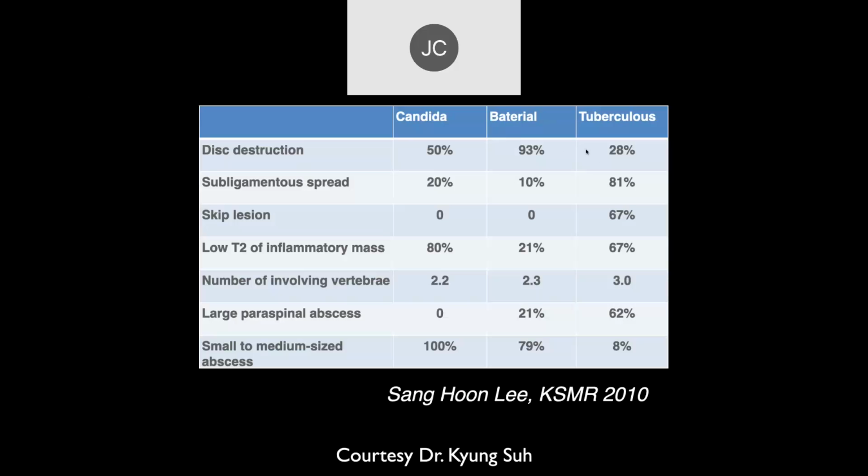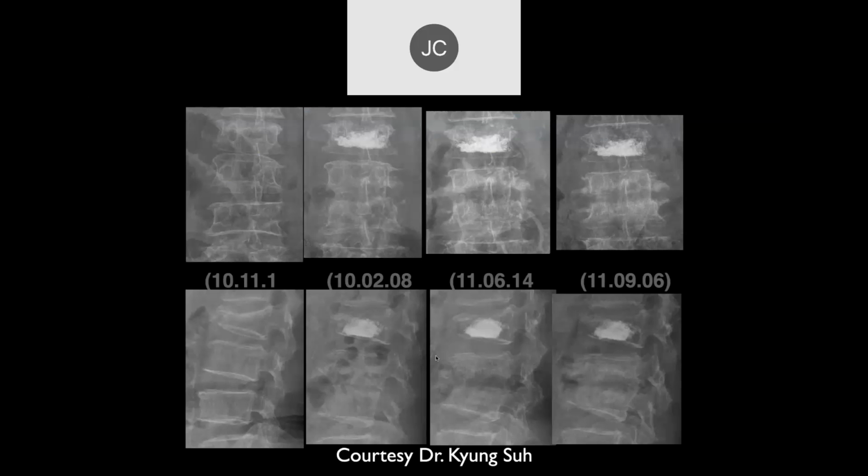This just shows how some different things differ. Disc destruction is much more common with bacterial infection. The disc is somewhat protected with tuberculosis, as you were referring to, and fungal disease is kind of in between. And then abscesses: big abscesses with TB, small abscesses with fungal disease.